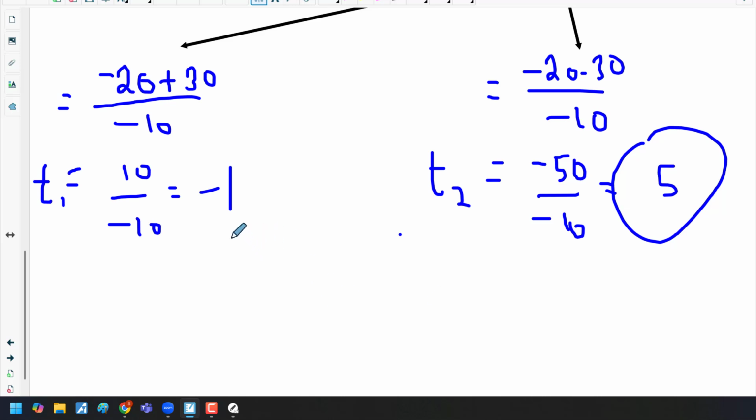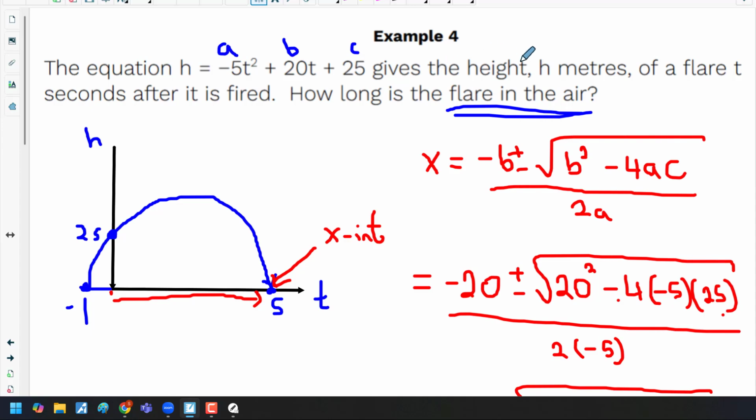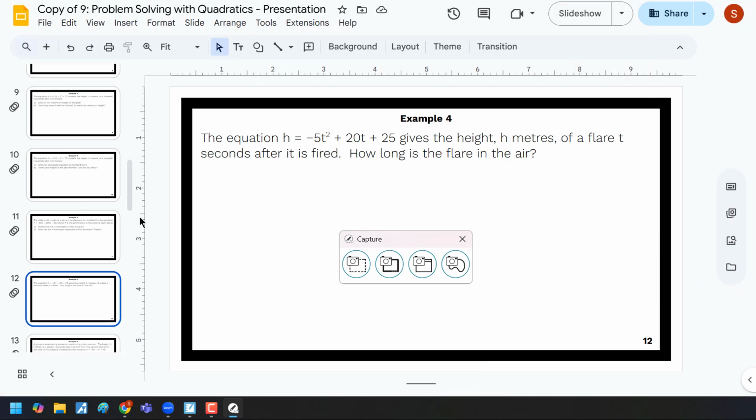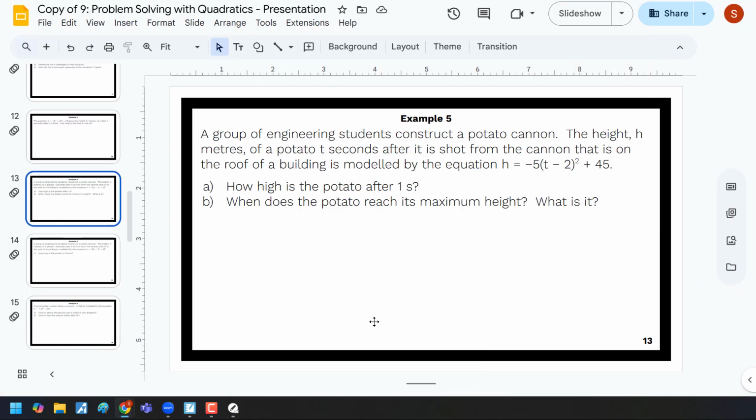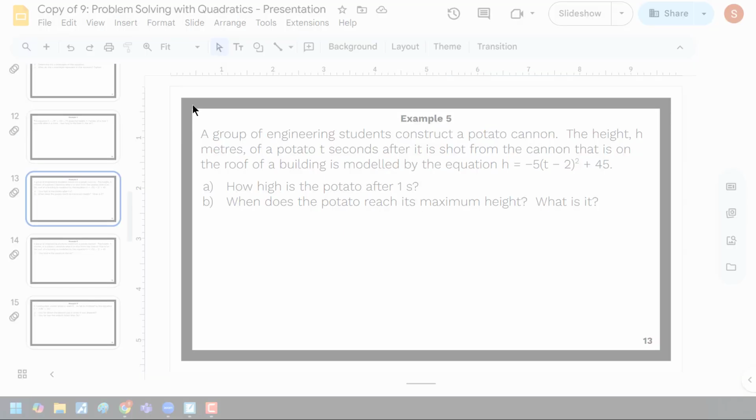Make sure you explicitly say to reject the negative answer. Make sure you explicitly write that somewhere in your assignment if you ever have a quiz or a test. And make sure you write a statement saying the final answer is 5 seconds. If you don't do that, you will lose marks if you just leave it as t1 equals this and t2 equals that. That shows me that you don't exactly know what the question is asking. Important things to consider.